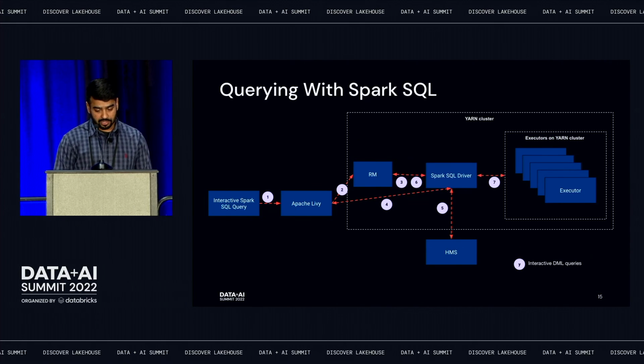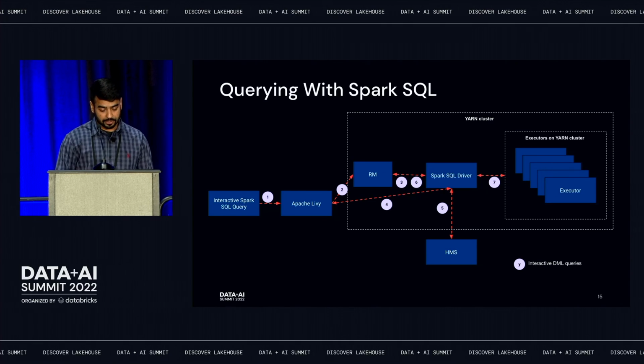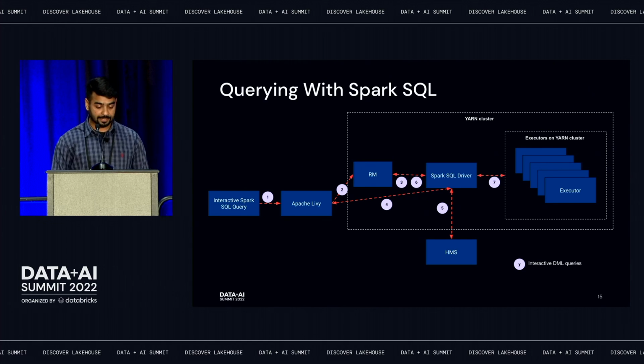OK, let me walk you through the interactive query execution lifecycle with this architecture. Query clients submit the interactive Spark SQL query, which then gets routed to Apache Livy. Livy asks the resource manager for a container to run the Spark SQL driver. And in this container, what actually is running is a remote Spark context, which starts the Spark SQL driver. After that point, Livy just talks directly to the remote Spark context. And beyond that, the execution of Spark SQL remains the same as the previous discussion we had.